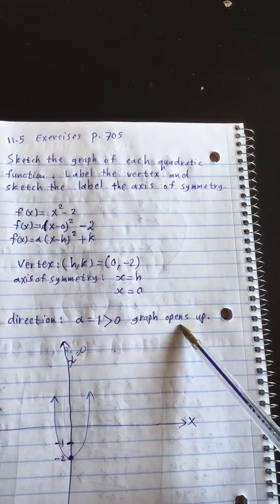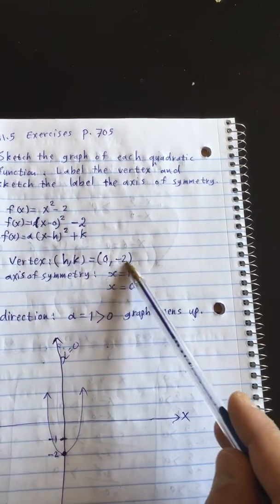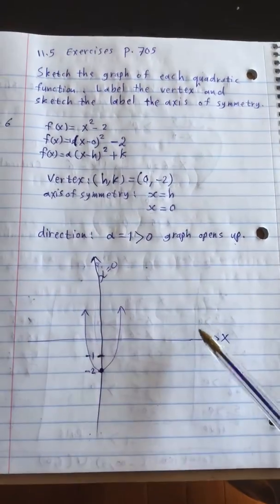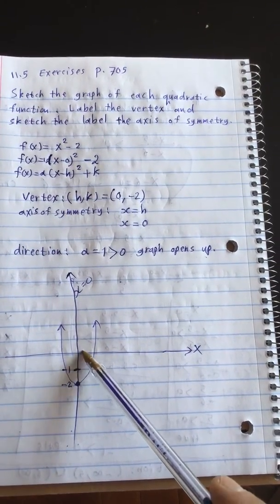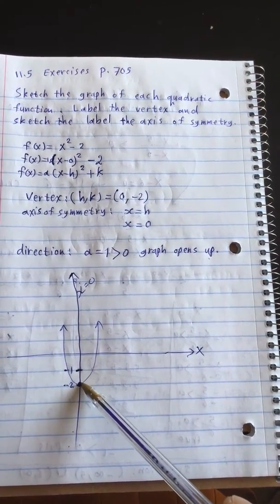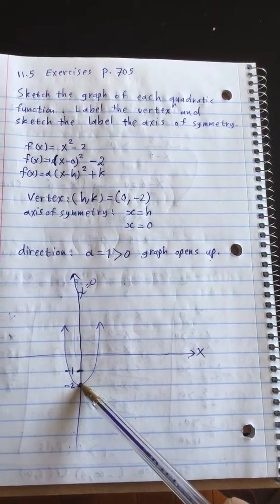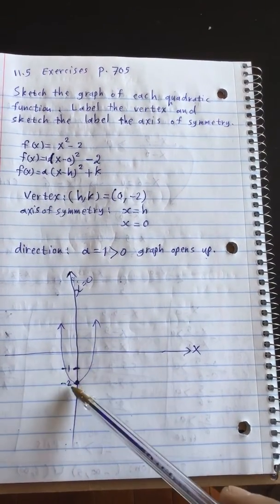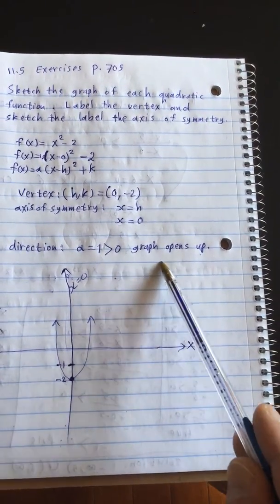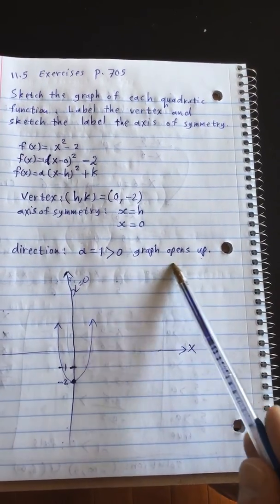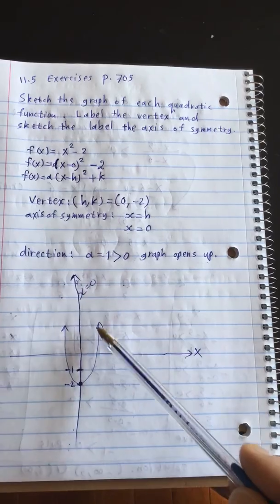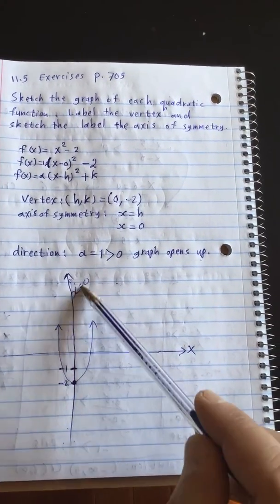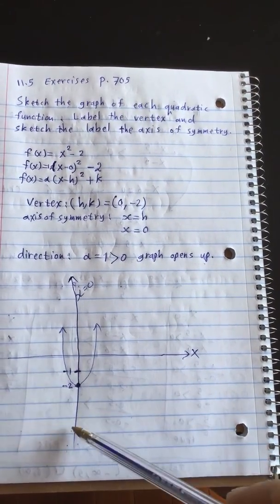To graph this parabola, first graph the vertex. So this is the x-axis, this is the y-axis. This point is (0, negative 2). From this point, we graph the parabola opening upward. And the axis of symmetry, x equals 0, is the y-axis. This is the axis of symmetry.